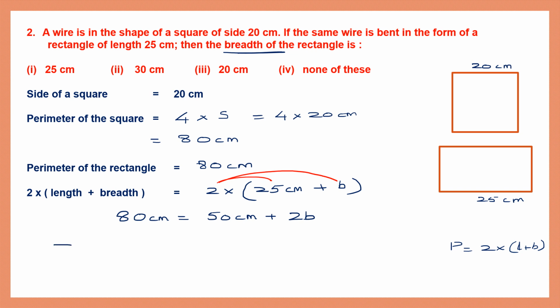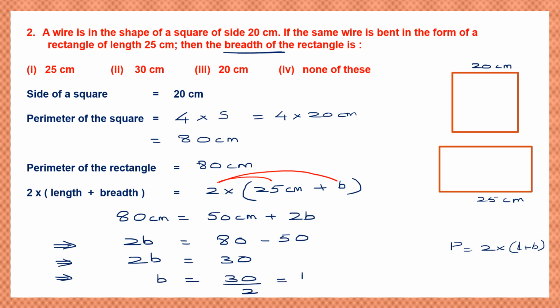Now we can find the value of 2b first. 2b is equal to 80 centimeters minus 50 centimeters. So what is the value of 2b? 2b is 30 centimeters. So now we can find the value of b alone, and b is 30 divided by 2, which is 15. That means the breadth is 15 centimeters, and this is our answer.